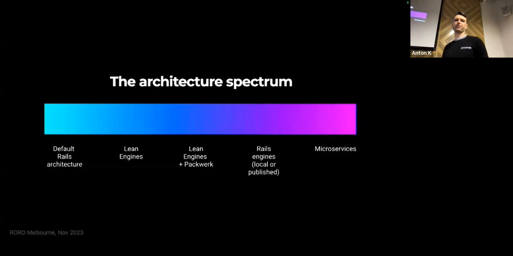If you go back to the scale, what I showed you is lean engines, second from the left. But if you want to step even closer, the third option is lean engines plus Packwerk. So we can enforce dependencies across engines. We can say, this engine is not allowed to use any models from other engines. We can make it stricter, because currently, without Packwerk, each engine can call anything from other engines. Even though they're in different folders, in Ruby everything is global, so they can call each other.